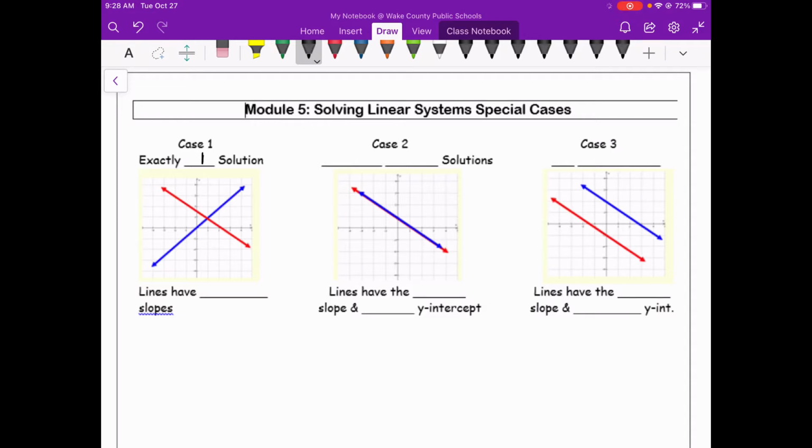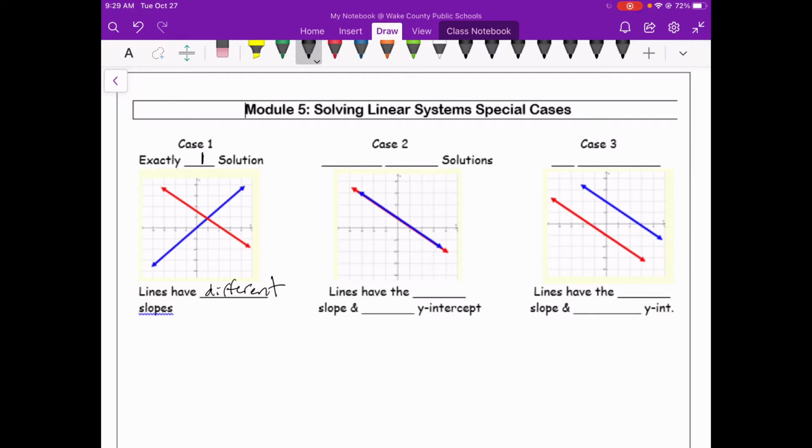The lines have different slopes because they're behaving differently, which enables them to run into each other that one time. But then what I want to talk about is case two and case three here. Case two, the two lines are laying directly on top of each other, so all those points are shared.